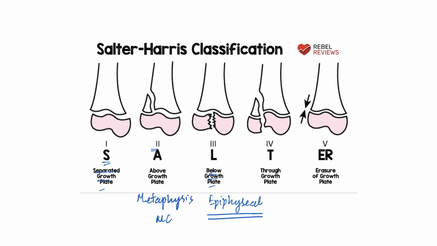Salter-Harris type 4 is through the growth plate, that is, it involves both epiphysis and metaphysis. Salter-Harris type 5 is ER, that is erasure of growth plate, that is, there is compression in this type.